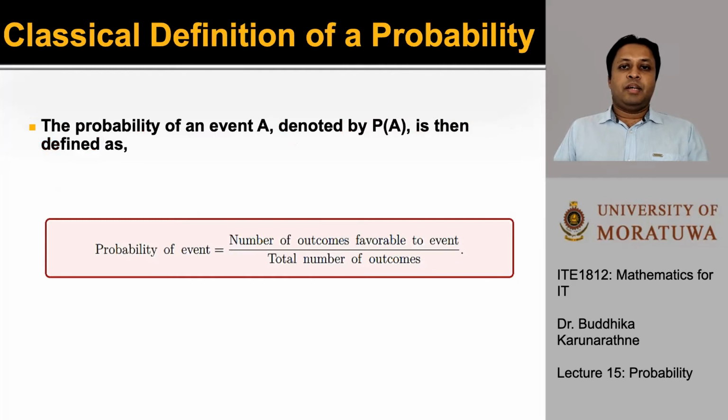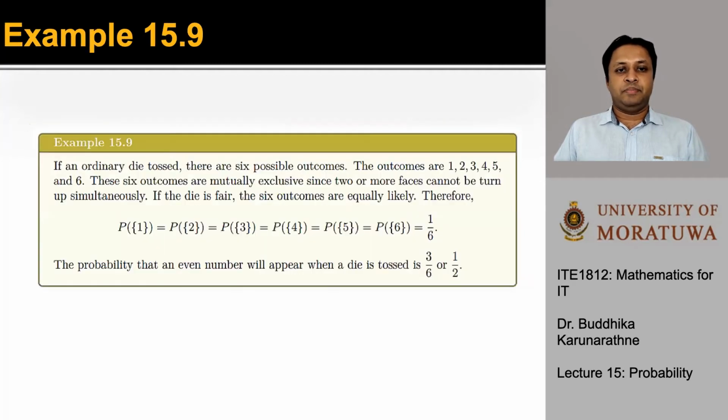So we now introduce the classical definition of probability. The probability of an event A, denoted by P(A), is defined as the number of outcomes favorable to the event divided by the total number of outcomes. So this is the basic definition, or the classical definition, of probability.